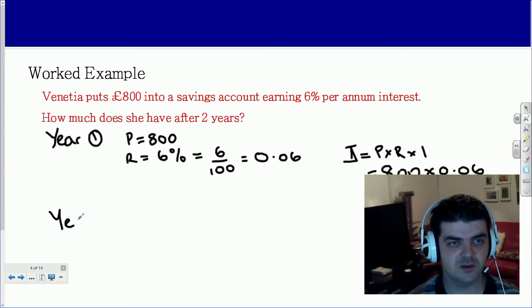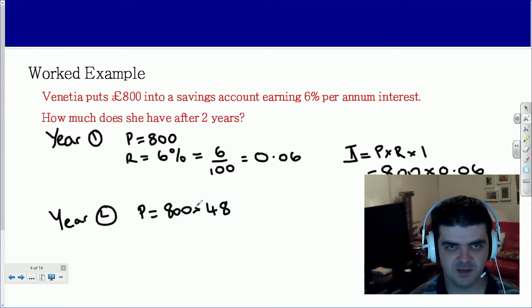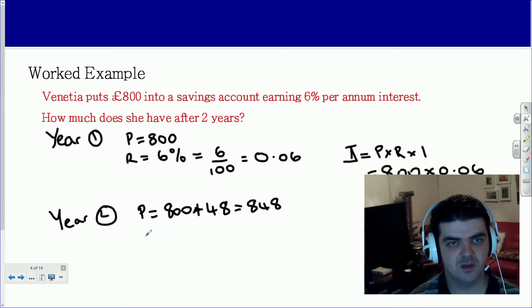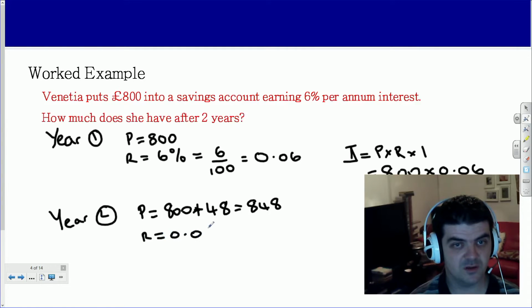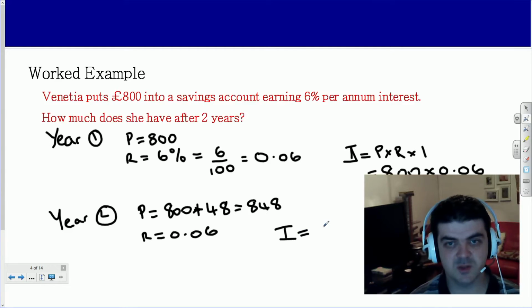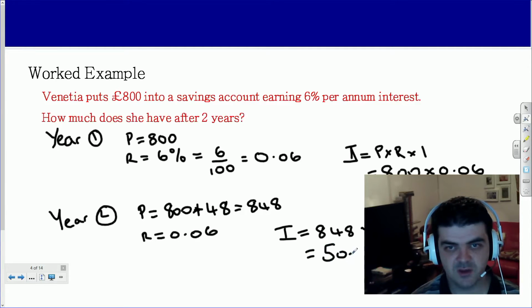So if I go to year 2, my new principal sum is going to be our 800 plus, even though it looks like a multiplied sign, let's make it a bit more definite, plus 48, which is going to give us £848. Right, and our rate is still our 0.06. If I go to work out our interest, it's going to be our P, our principal sum, which in this case is now 848, multiplied by, again, a rate of interest, which is 0.06. And again, if you pop that into your calculator, what you should get is £50.88.